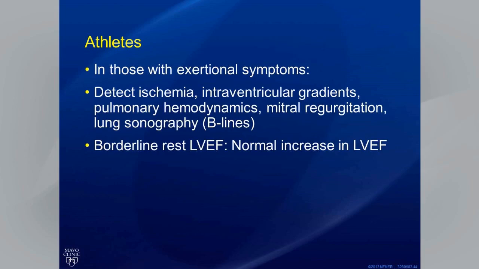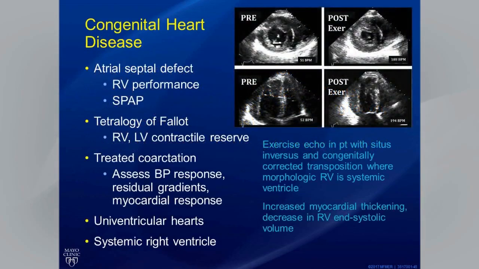It can also be helpful in patients with borderline rest ejection fraction to see if ejection fraction is normal or abnormal. Of course, the normal response is an increase with exercise. In patients with congenital heart disease, there is less evidence for application of stress echo. Nevertheless, it can be helpful in patients with atrial septal defect to evaluate right ventricular performance and contractile reserve and systolic pulmonary artery pressure at rest and with exercise.